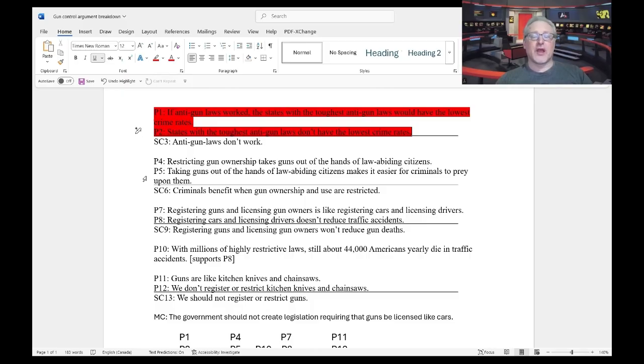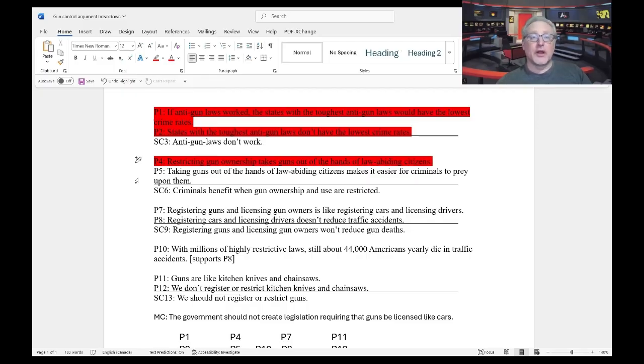Okay, so if this is a deductive argument, wait, I need to highlight it in red. There. Now, if this is a deductive argument, both of the premises need to be true in order for the conclusion to be true. So technically, we already know that this argument fails, but this is for practice. So let's look at the next premise. Taking guns out of the hands of law-abiding citizens makes it easier for criminals to prey upon them. Do we accept this premise?